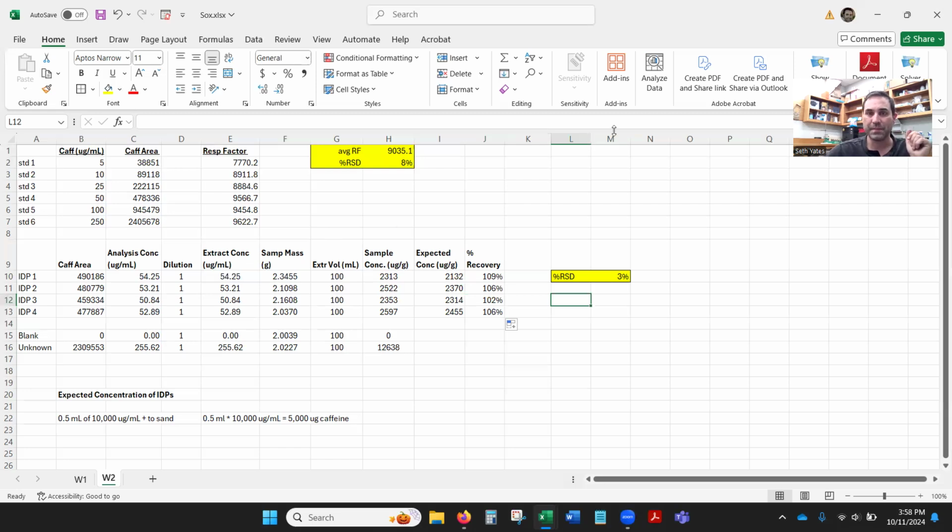So that's pretty much it. Hopefully that makes sense. And you can ask me if you have questions. Notice we did still calculate our sample concentration down here, but we of course didn't continue that out to do expected concentration because for an unknown, there is no expected concentration. So hope that helps.